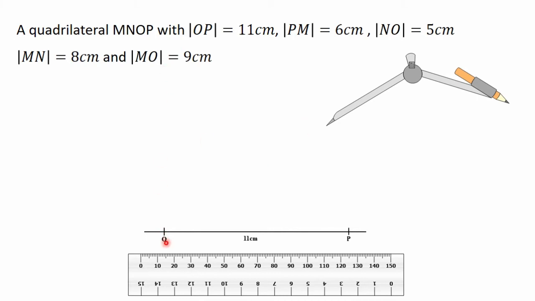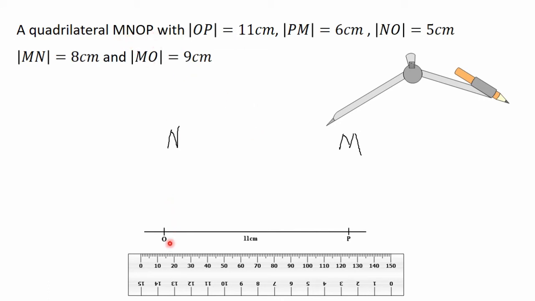Here I chose the side OP as the base. So if the side OP is my base, then what it means is that the vertex M will be somewhere here and the vertex N will be somewhere here, so that we can have M, N, O, P. So no matter which side you choose as the base, you have to always construct the quadrilateral such that the vertices will be in the same order as it was given to you in the question. In the question, we are given M, N, O, P.